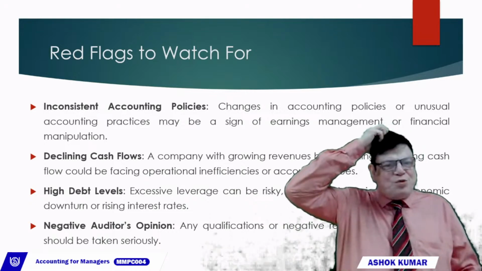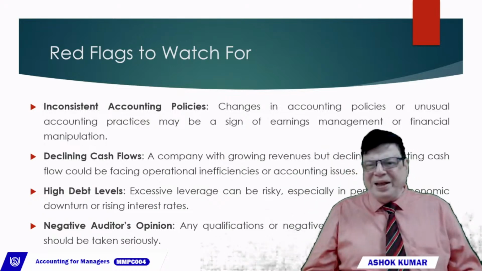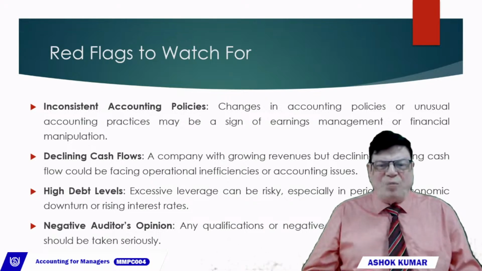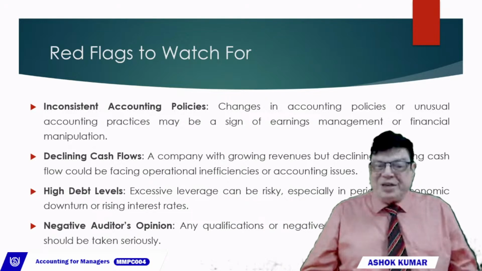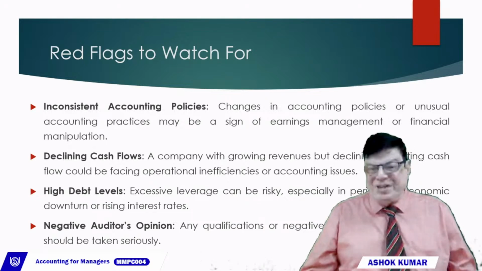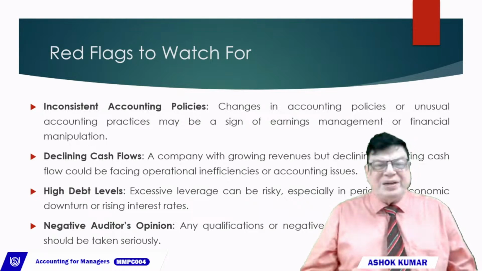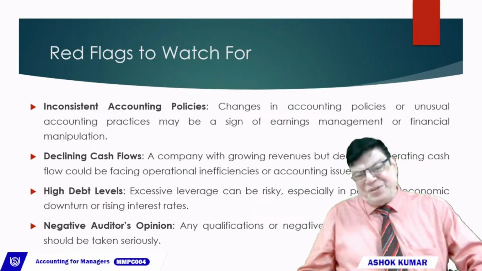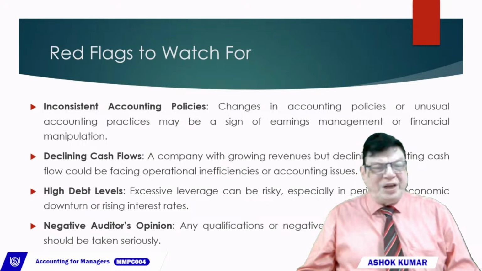Declining cash flows: a company with growing revenues but declining operating cash flow could be facing operational inefficiencies or accounting issues. High debt levels: excessive leverage can be risky, especially in periods of economic downturn or rising interest rates. Negative auditor's opinion, any qualifications: if the auditor has pointed out mistakes, negative remarks should be taken seriously. We have to improve.